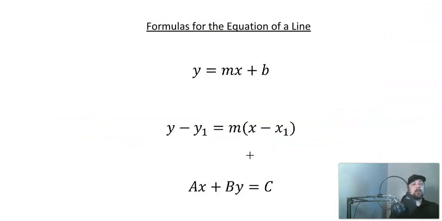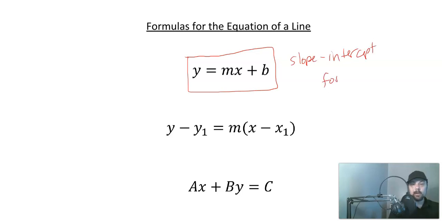All right, so here are the formulas for the equation of a line. There are different ways it might be presented or that we might want to work with it. The most common formula, the most useful, is this one here, and the one that you're probably most familiar with, y equals mx plus b. This is called the slope-intercept form.